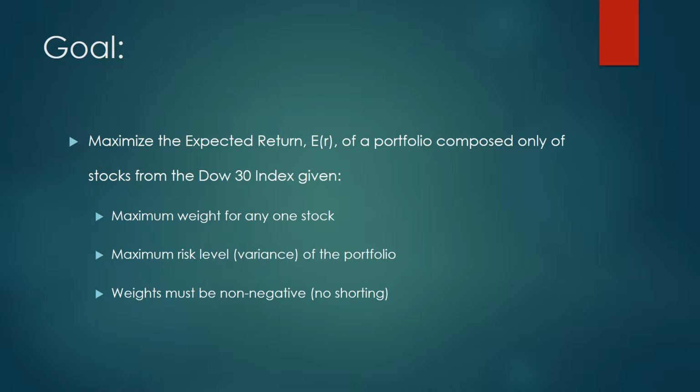So my project is to maximize the expected return of a portfolio that's composed only of the stocks from the Dow 30 index, given the maximum weight for any one stock, the maximum risk level or variance of the total portfolio, and the weights must be non-negative, so there's no shorting of any stocks.